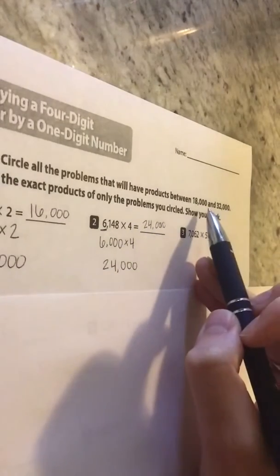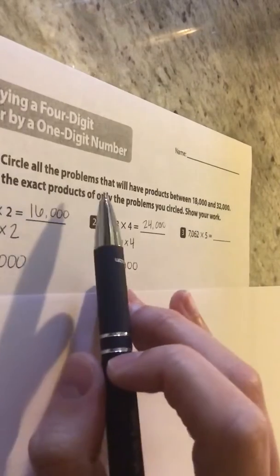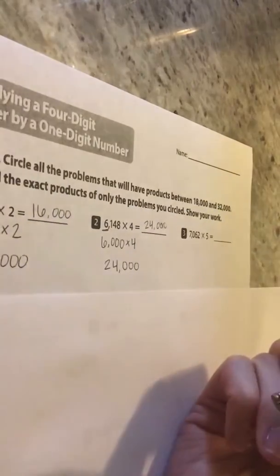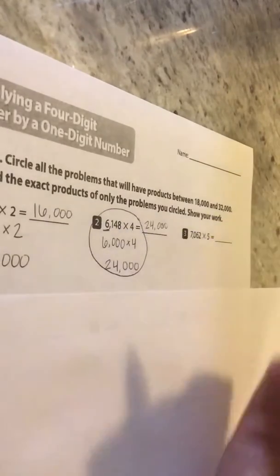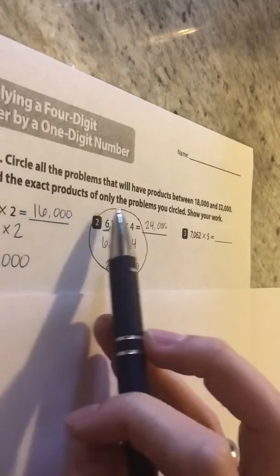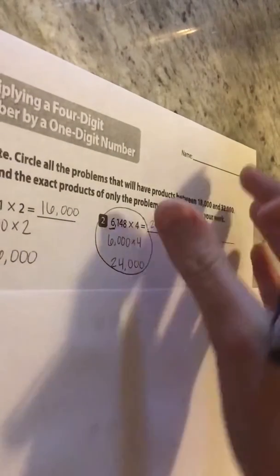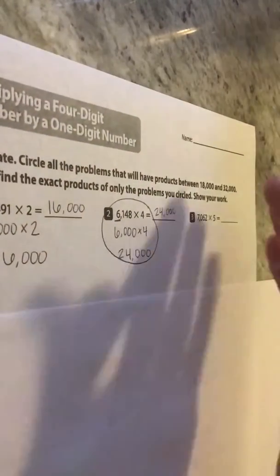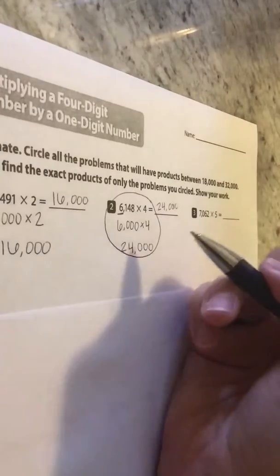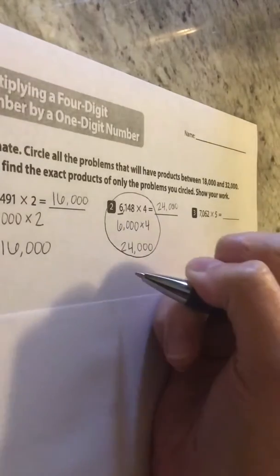And 24,000 is between 18,000 and 32,000. So it says circle all the problems that will have products between those numbers. So I'm going to circle this problem and then find the exact product of only the problems that I circled. So because I circled this one, I have to find the exact product. All right, so I'm going to show you that with area model. So I'm not using the problem that I estimated, I'm going to use the exact numbers.